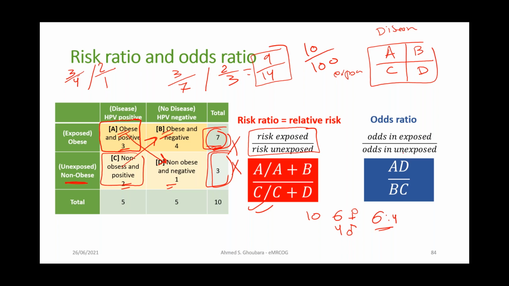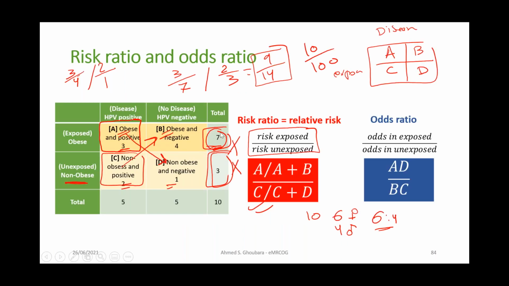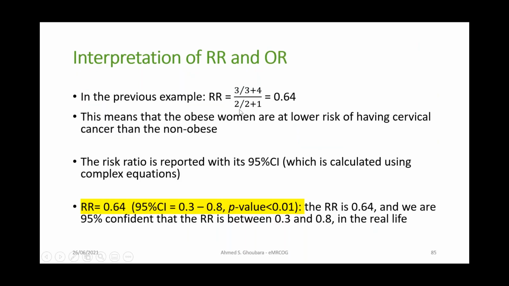So it's the ratio between the odds in the exposed group divided by the odds in the unexposed group. Are you okay with this, guys? I think you had a little bit of experience in the odds ratio and relative risk. Okay, good. Next. So the interpretation. In the previous example, we said 3 divided by 3 plus 4, which is 7, and all divided by 2 over 2 plus 1. So the risk ratio here would be 0.64.